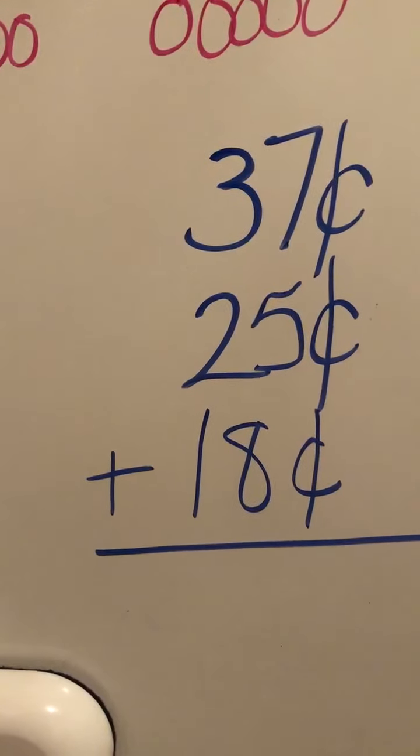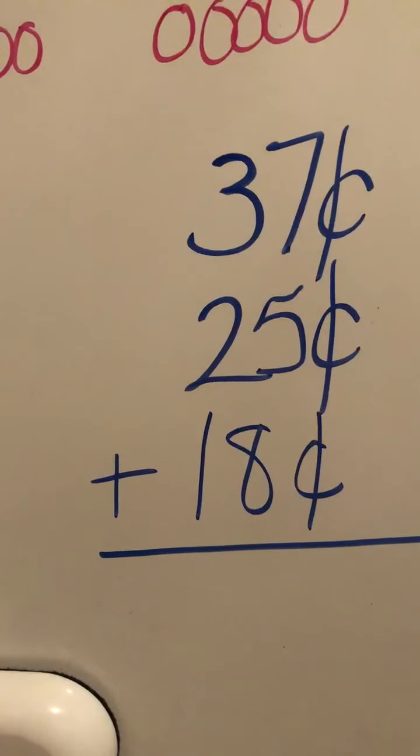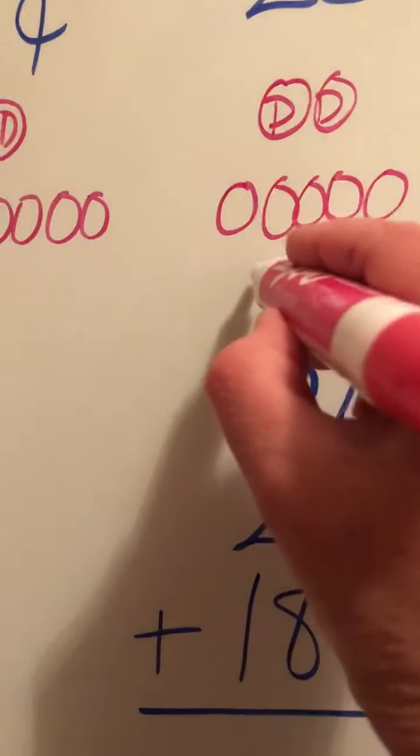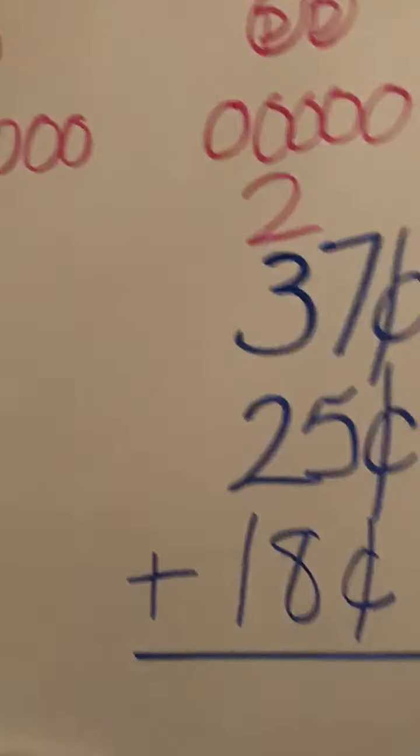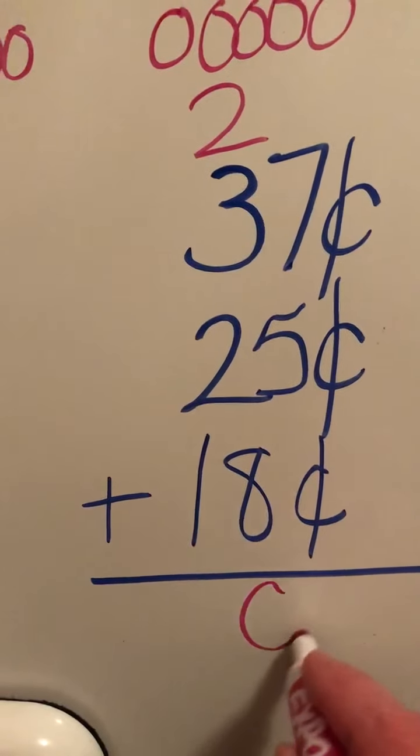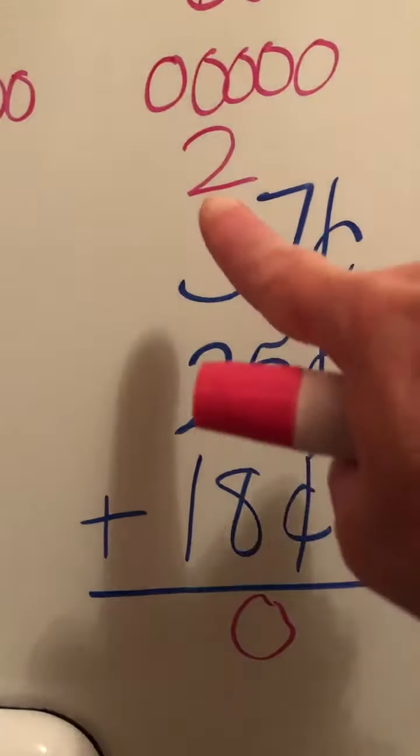Okay, we don't have just 1 dime here. We have 2 dimes because each dime is worth 10 cents. So I can trade for 2 dimes. And then how many pennies are left? 0, right? And there's that number 20. Do you see it? 20 pennies. We just traded for our dimes.